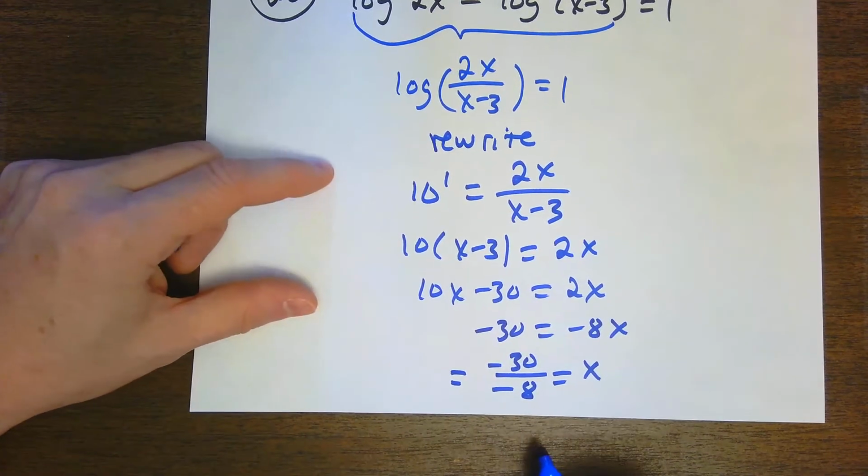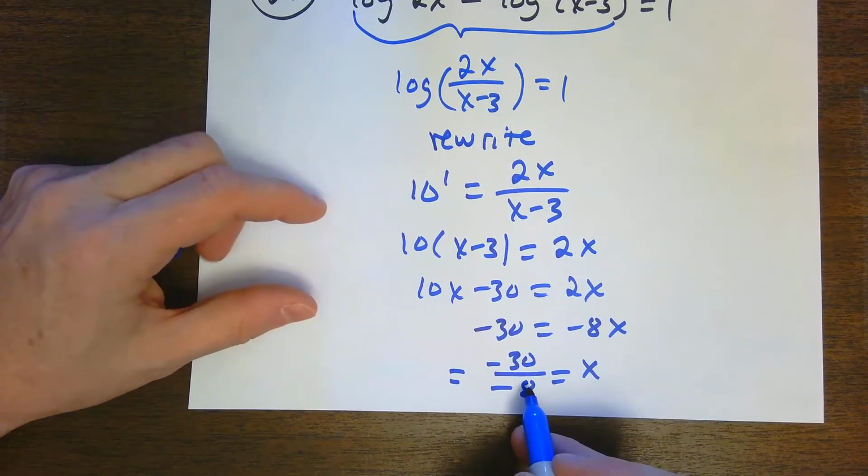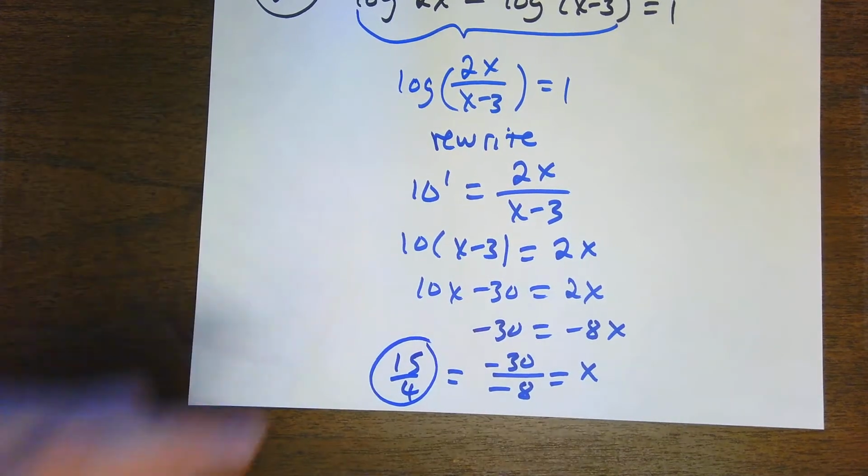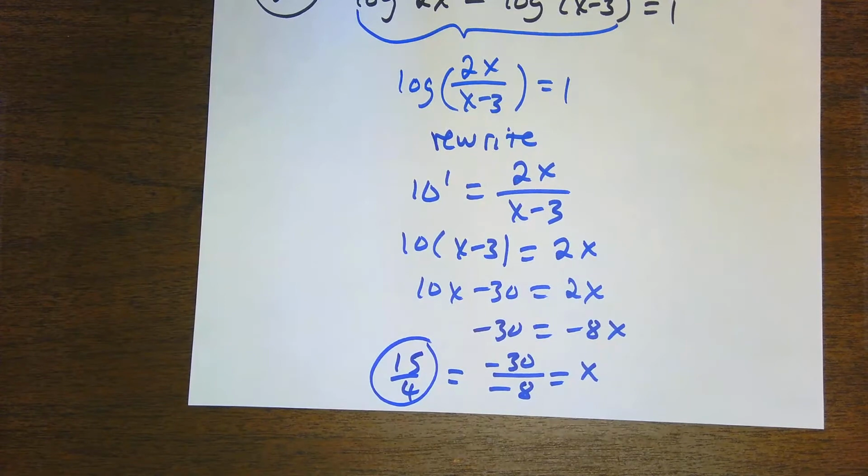I don't want to use another piece of paper just for 1 or 2 lines. 30 over 8, 15 over 4. If I simplify negative 30 over negative 8, I get 15 over 4.